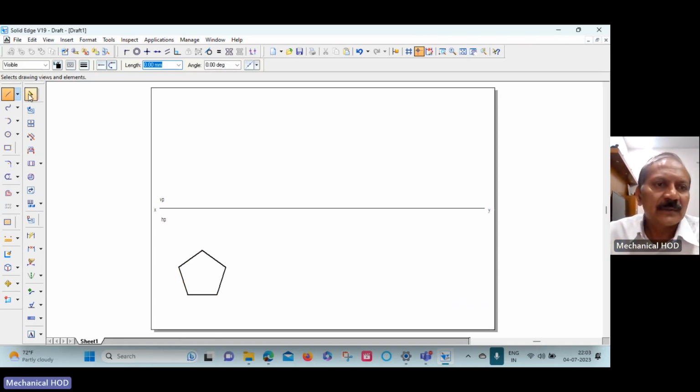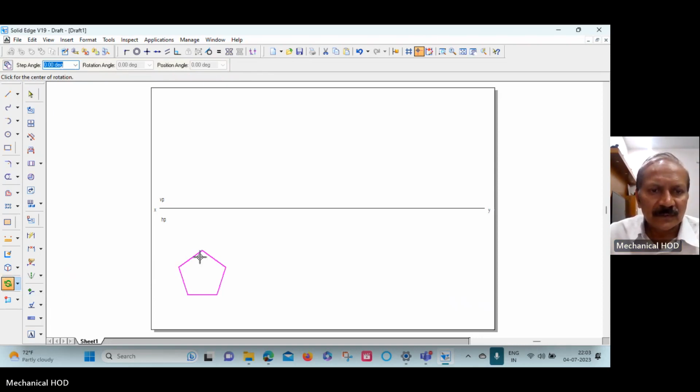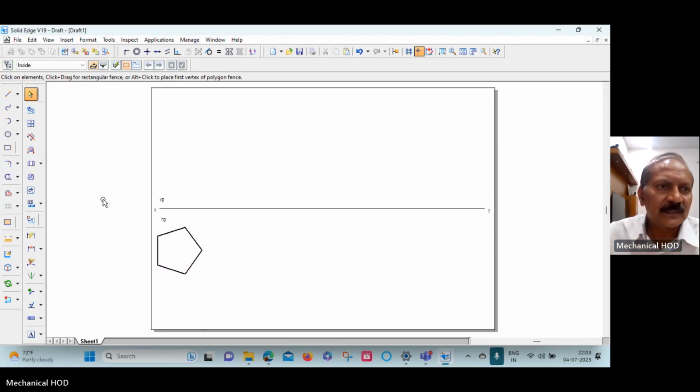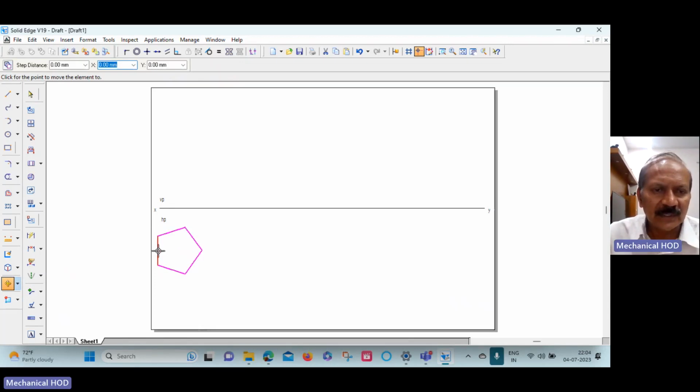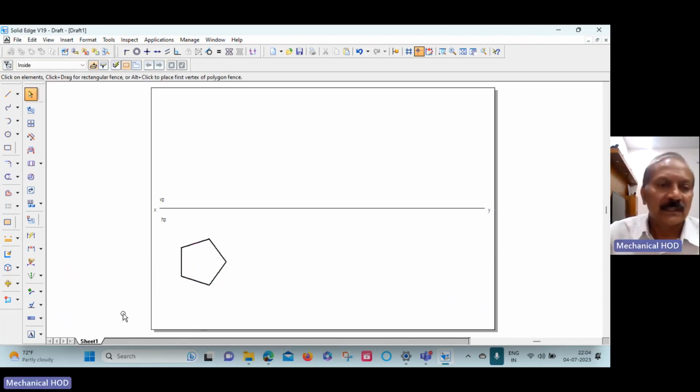Now we have to rotate it such that the corner comes to your right side. Rotate, copy on. This is the center of rotation. This is the point to rotate from. Rotate it like this. Then again select it. Just move it wherever you want, you keep it. Yeah. Now let us name it.